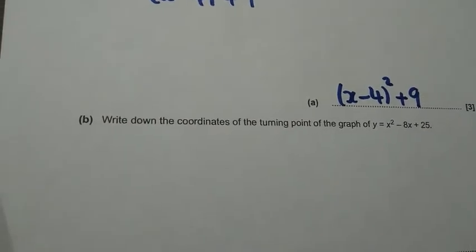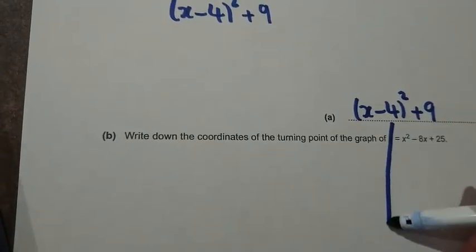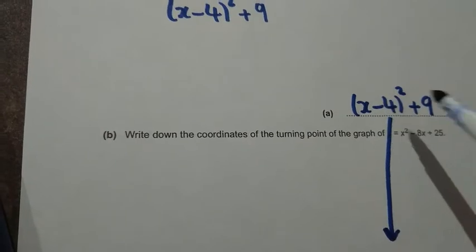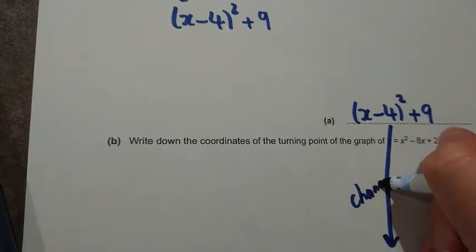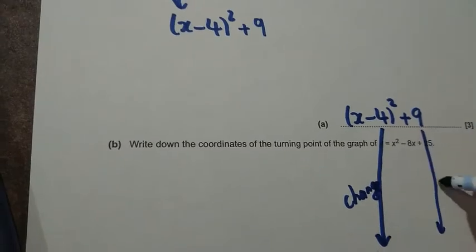The coordinates of the turning point, so this is where you change that sign. So that one is minus 4, so you're going to write 4. So that one you change. This one you keep the same.